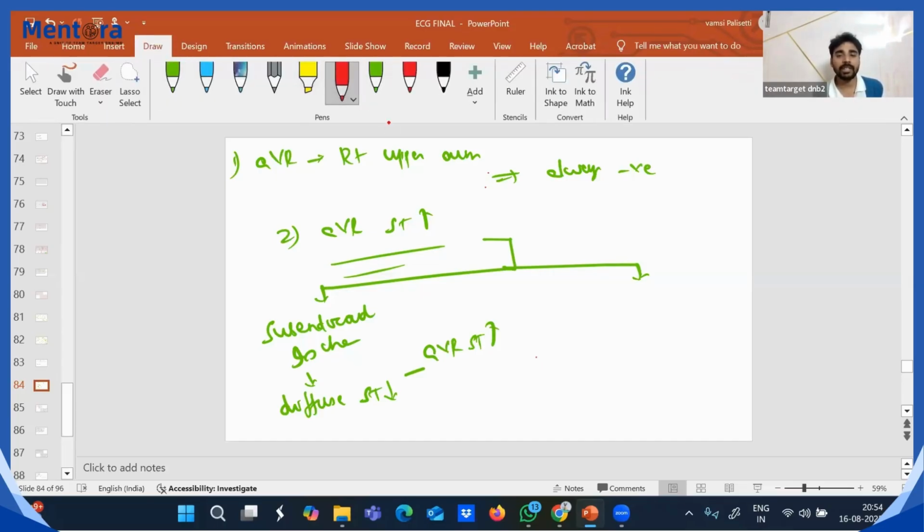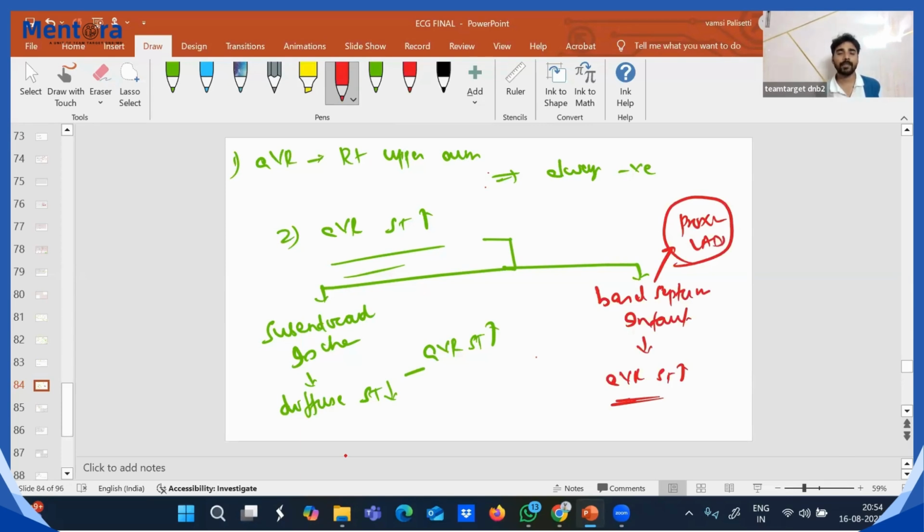And the second thing: when can you get aVR ST elevation? For example, when any small basal part of the septum undergoes infarct, then also you will have aVR ST elevation. This basal part of the septum is supplied mainly by the proximal left anterior descending artery. So aVR ST elevation means there are only two indications: either the left ventricle has diffuse subendocardial ischemia producing ST depressions, so reciprocally aVR has ST elevation, or some basal part of the septum is infarcted.